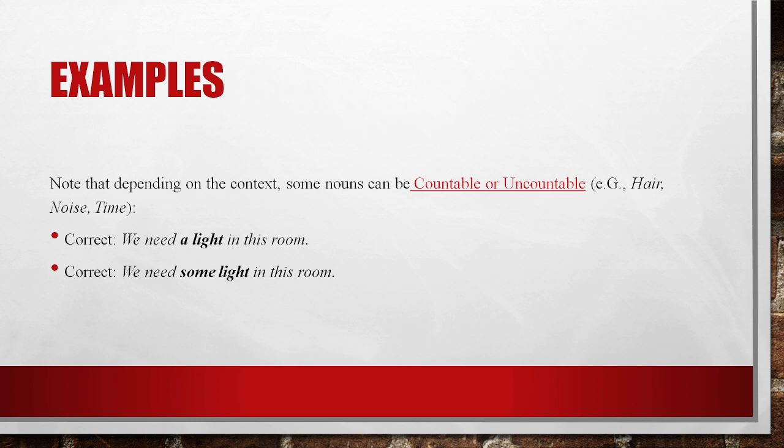Note that depending on the context, some nouns can be countable or uncountable. Examples like hair, noise, time. We need a light in this room. We need some light in this room. Based on the countable or uncountable nouns, we can make use of the articles.